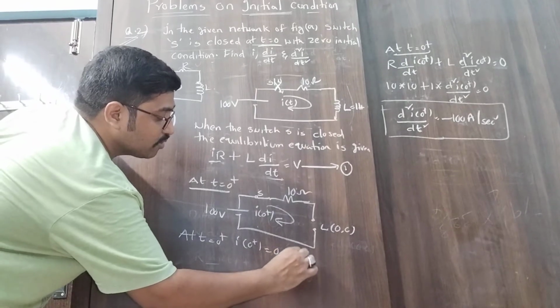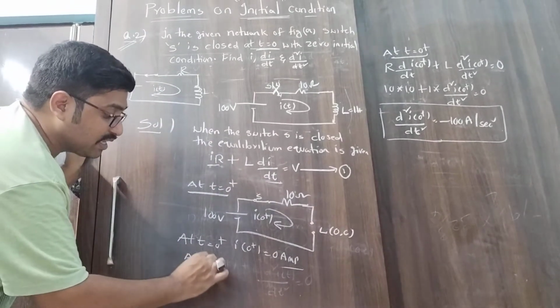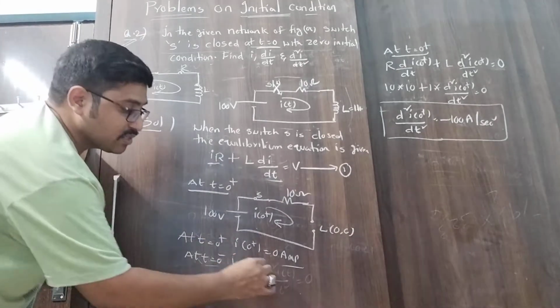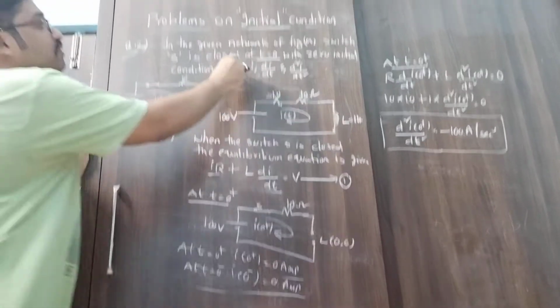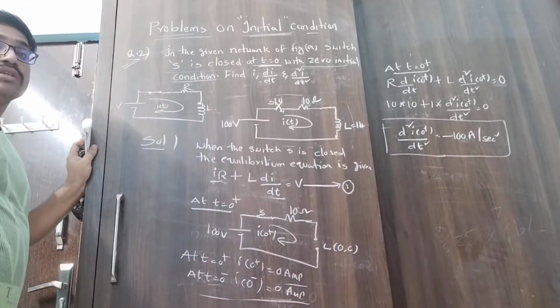0 amperes, because at t is equal to 0 minus, what is the condition? Just before the switching operation, I of 0 minus is 0 amperes. It was given in the problem that at t is equal to 0 there is a zero initial condition, so no current will flow through the inductor.